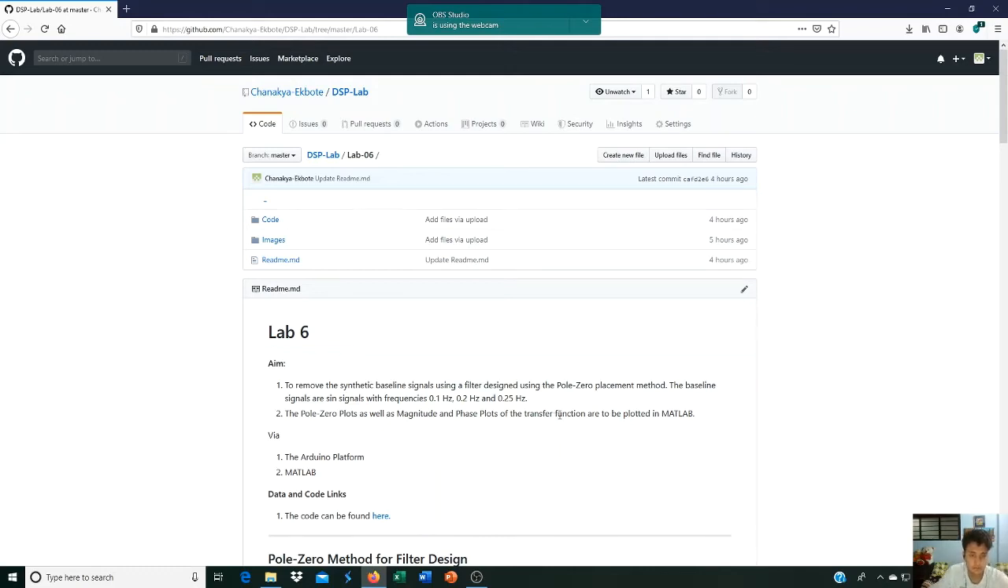So the aim of this lab experiment is to remove the synthetic baseline signals using a filter designed by the pole zero method. The baseline signals are sine signals with very low frequencies 0.1 Hz, 0.2 Hz, and 0.25 Hz. The pole zero plots as well as magnitude and phase plots of the transfer functions are to be plotted in MATLAB.